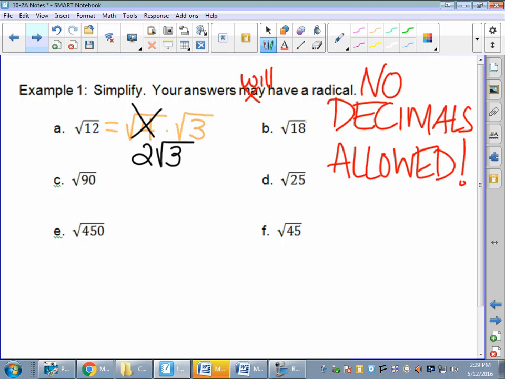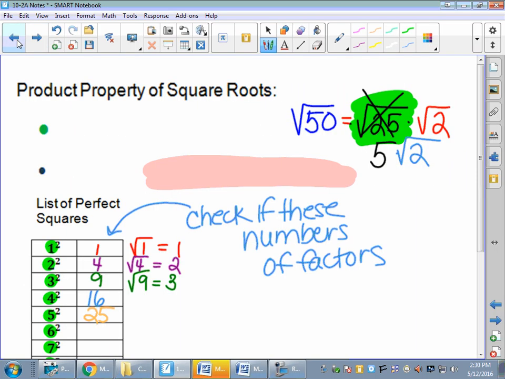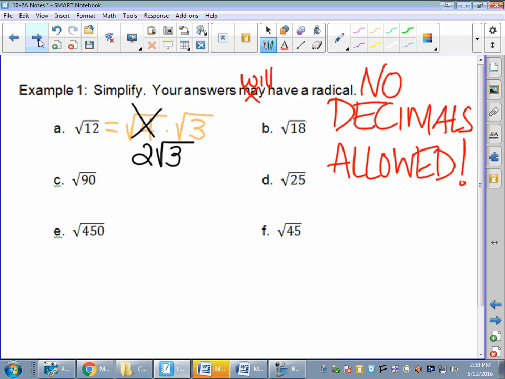So let's try a 90. First of all, is 90 a perfect square? That's what I asked myself first. Let's make it easy on ourselves. It's not, right? Is there a perfect square that goes into 90? So I'm going to my list. Does 4 go into 90? Does 9 go into 90? Aha, it does, doesn't it? 9 times 10.